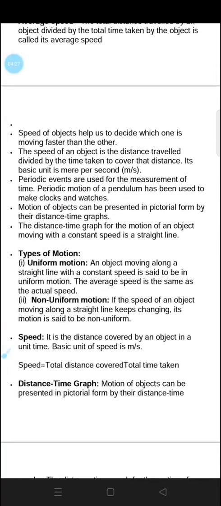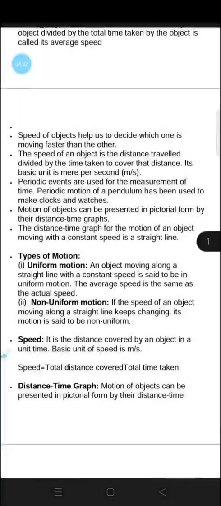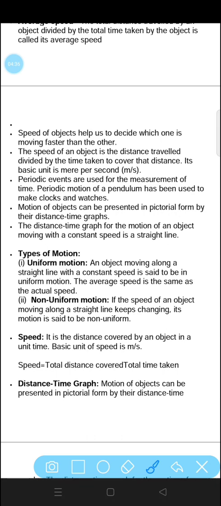Now, if we talk about the speed of an object, speed helps us to decide which one is moving faster. By comparing their speeds, we can say which one is moving faster. Just suppose we have two vehicles. First one is covering 50 kilometers in 1 hour. Another one is covering 80 kilometers in 1 hour. Then we can say object B has more speed as compared to object A.